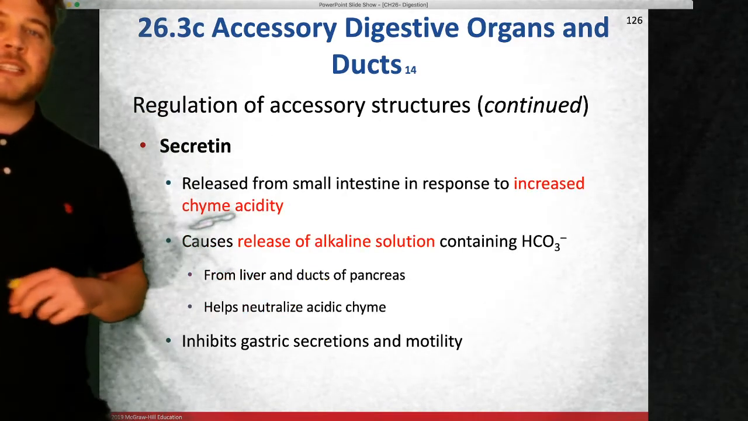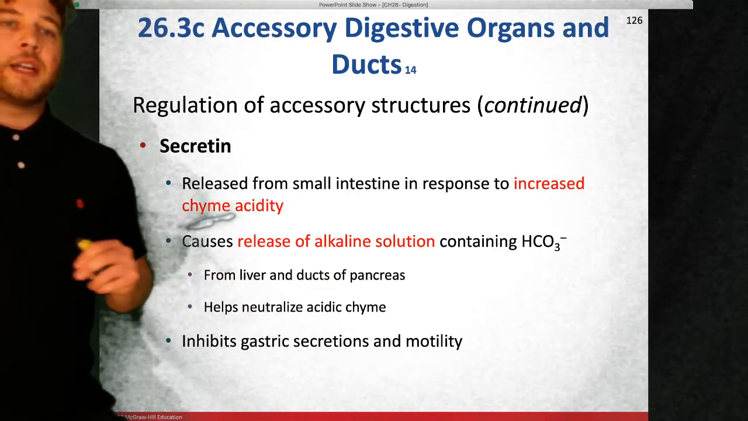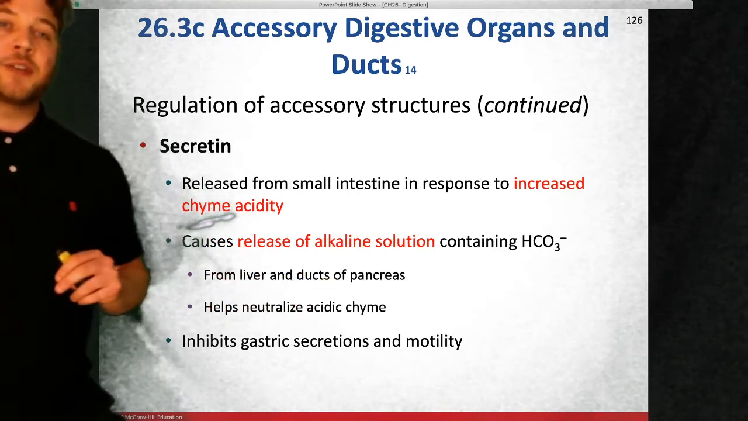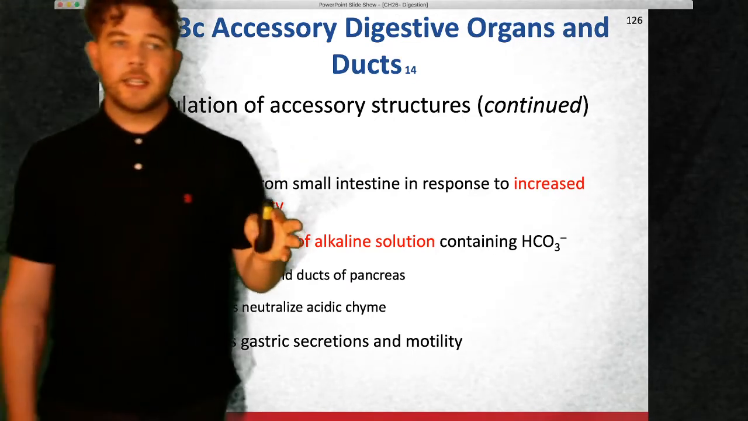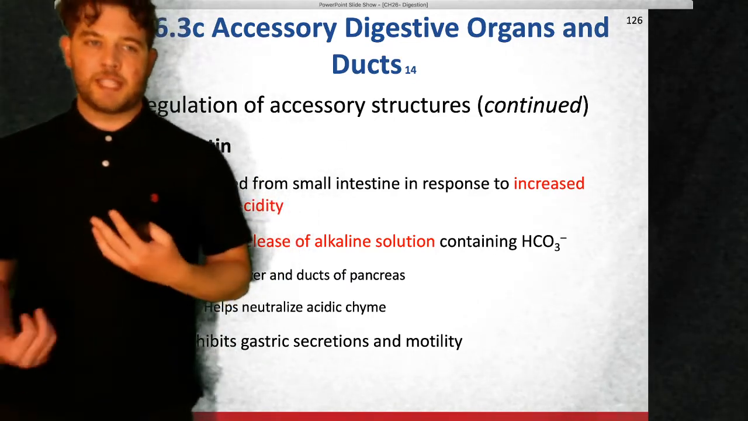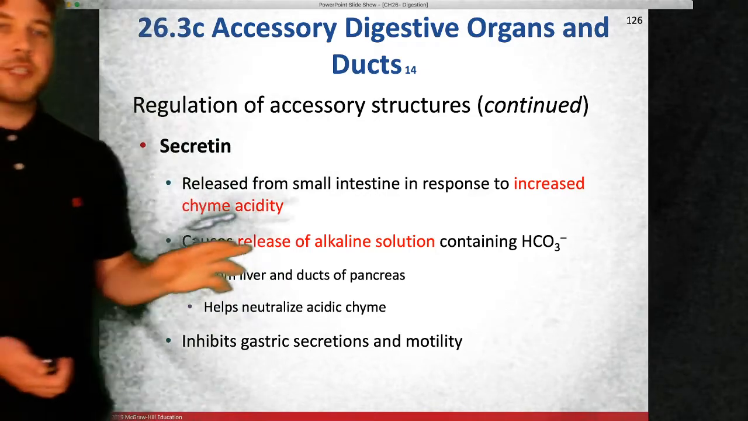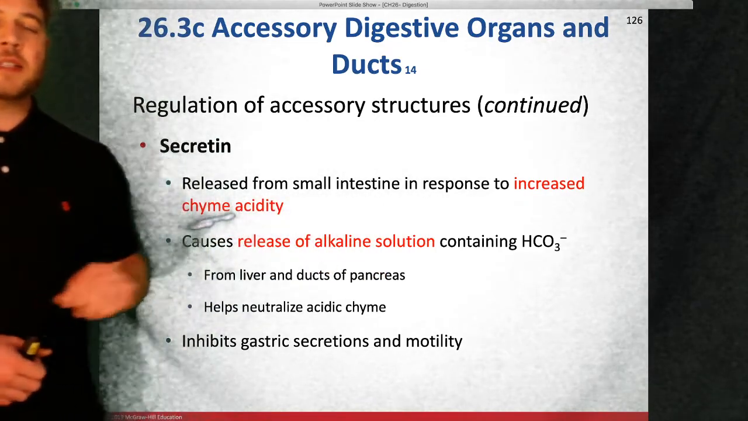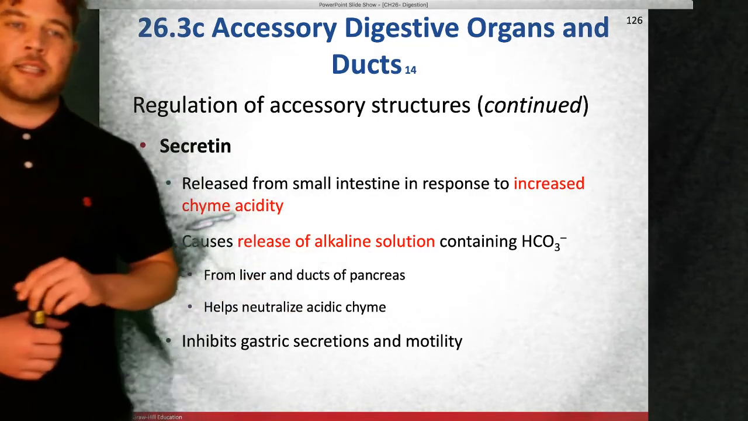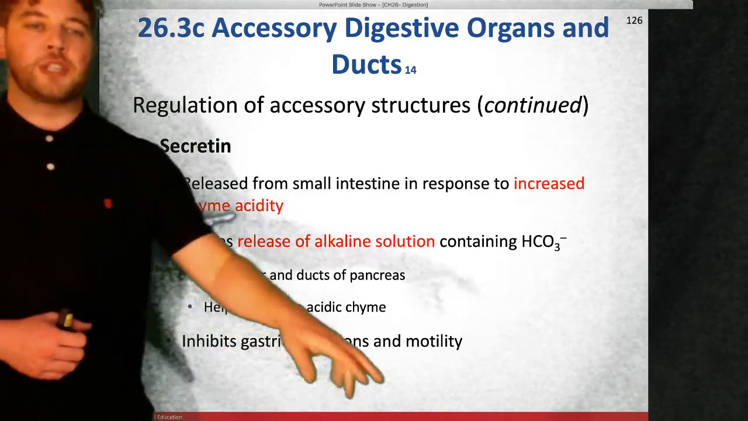Another one coming from the small intestine, your secretin. It is released from the small intestines in response to increased chyme acidity. So CCK is for fat content. Secretin is because of acidity and pH. It causes the release of alkaline solution containing bicarb from the liver and ducts of the pancreas. It helps to neutralize acidic chyme, inhibiting gastric secretions and motility.